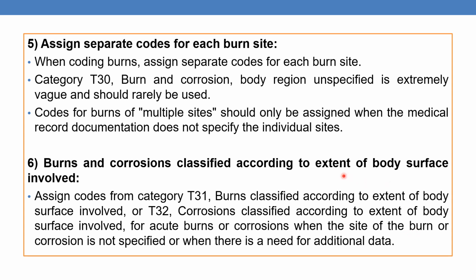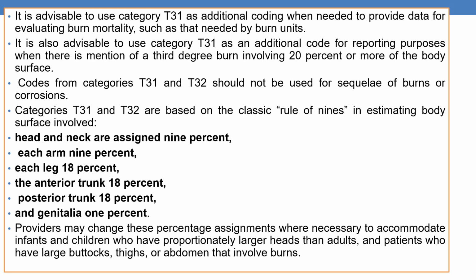In some cases, the provider documents the extent of body surface involved. In such cases, you can go for the category T31 or T32, burns and corrosions, according to the extent of body surface area. It is advisable to use the category T31 as additional coding when needed to provide data for evaluating burn mortality, such as that needed by burn units.